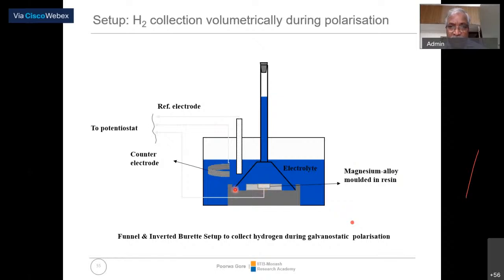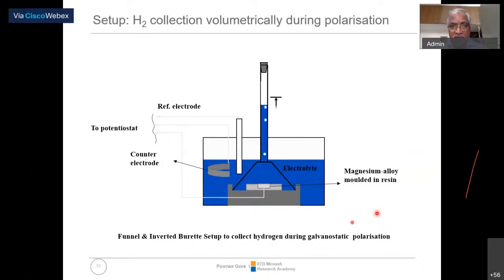When you start polarizing it, you have what is called an inverted funnel. You see the inverted funnel here, and you have a burette here, right? You fill the burette with water, and you keep it on the funnel. So that means there is water within the burette. When the hydrogen starts evolving, water starts falling down. So you start measuring the amount of hydrogen that is evolved as you start polarizing it, right? So it's a simple technique, but you will start understanding why the hydrogen evolution really takes place. Okay. So this is an elegant technique, and people also use this kind of thing now.